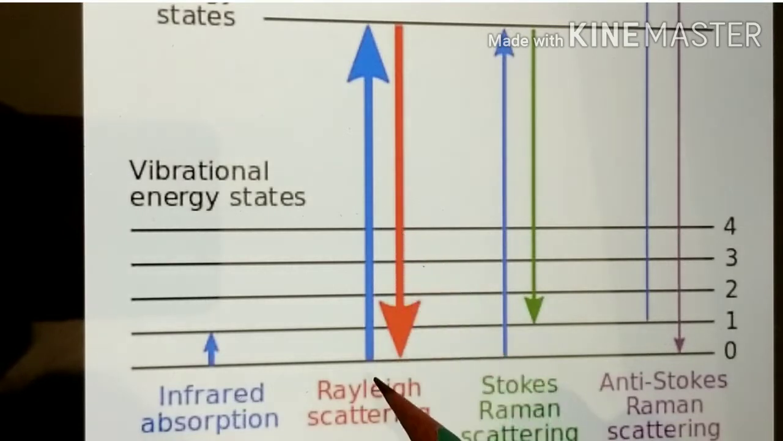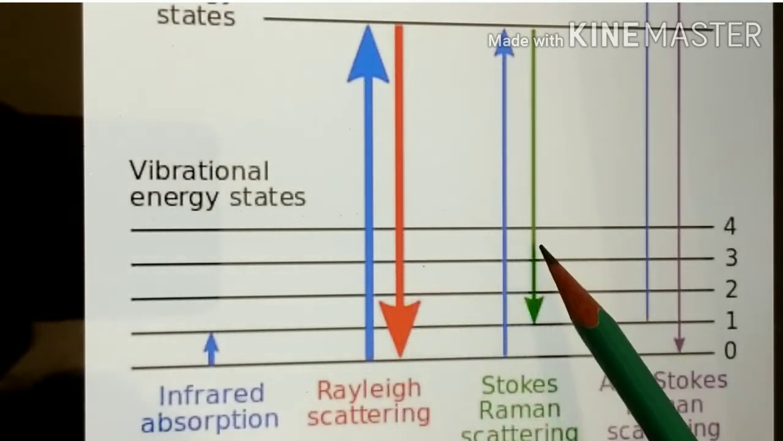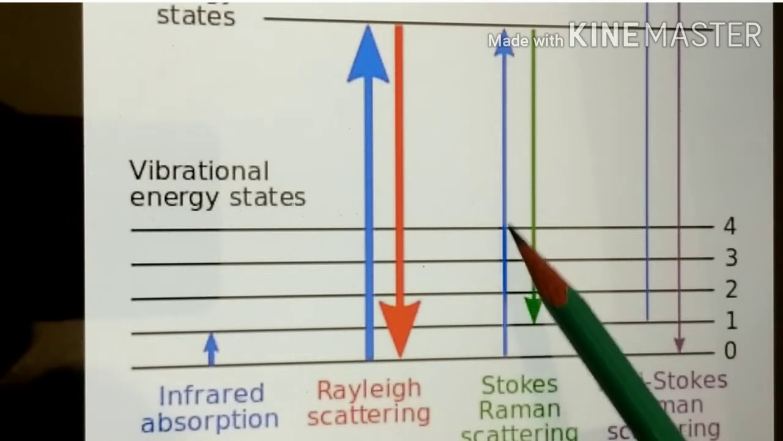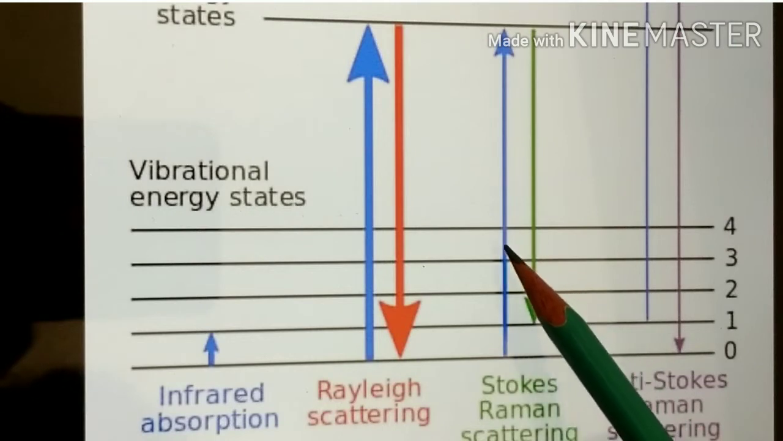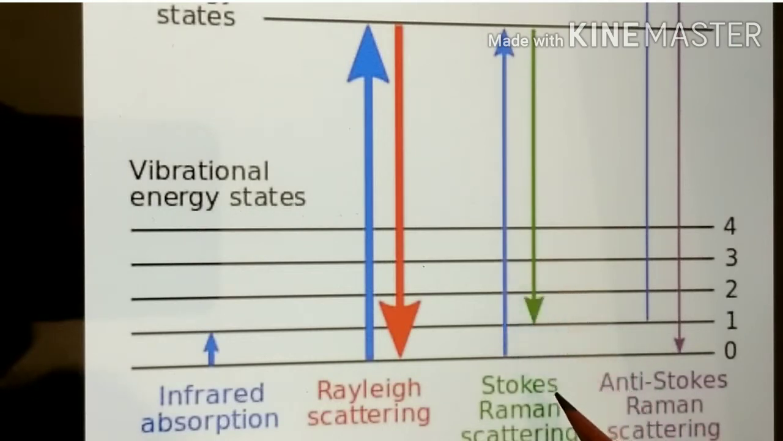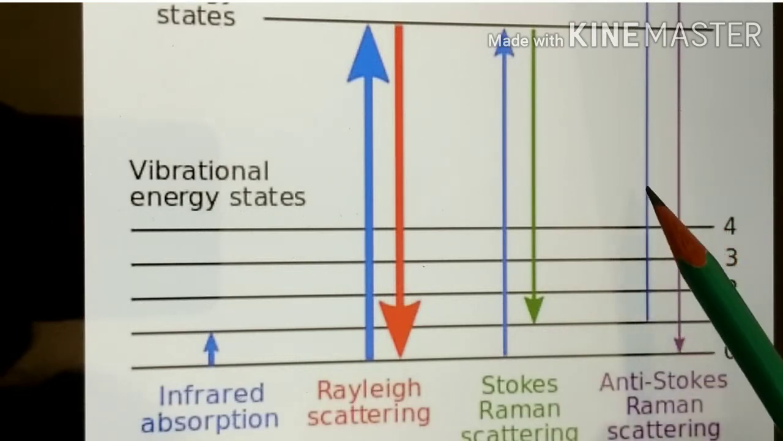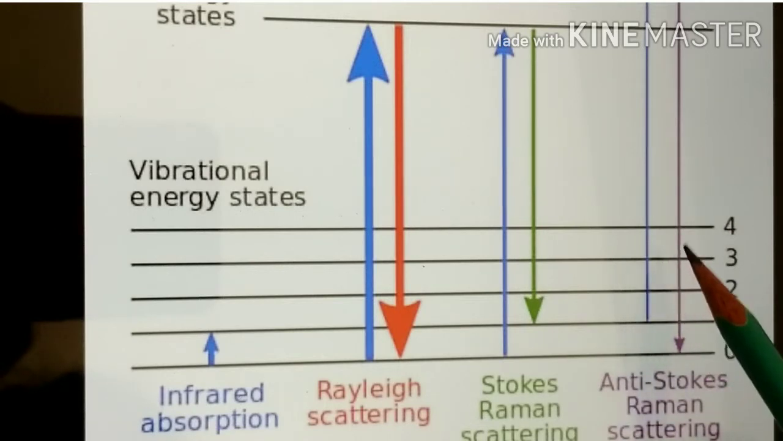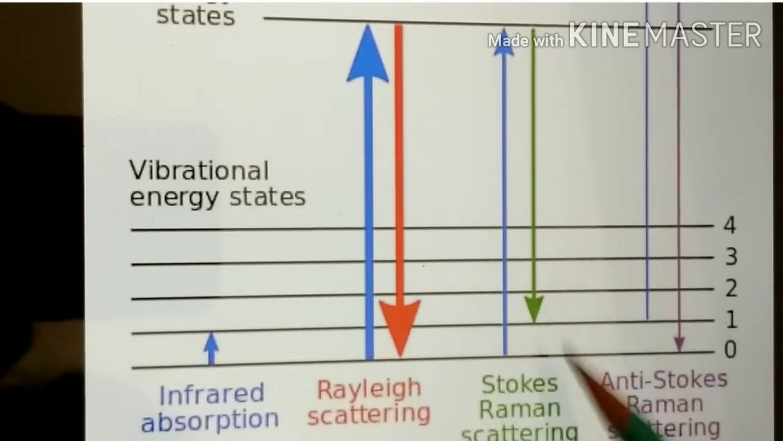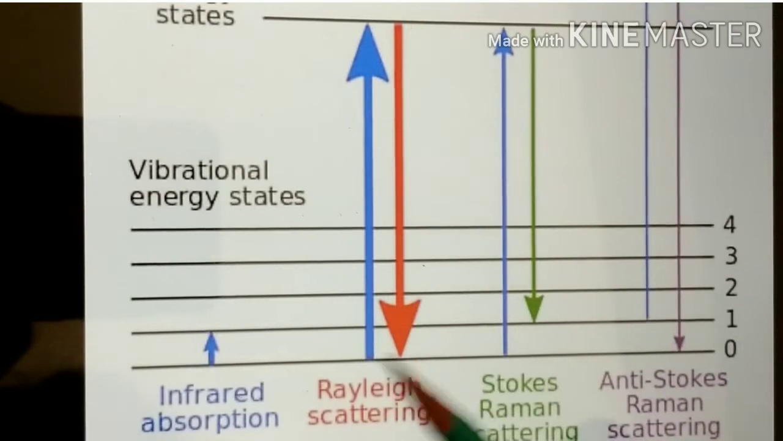The line having a frequency equal to the frequency of the incident light is called the Rayleigh line. Now you can see here the frequency of the scattered beam of light is lower than that of the incident frequency. That is called the Stokes line. Now here the frequency of the scattered beam of light is higher than the incident frequency. That is called the anti-Stokes line. These two are called Raman lines and this is the Rayleigh line.